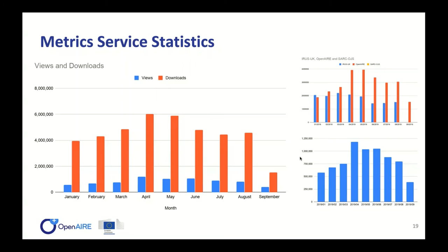You can see the number of views and downloads in total that have been collected. We have almost 6 million downloads collected in our platforms. And on the right side, on the top, you can see the IRIS UK, OpenAIRE and SAC OJS downloads that have been collected.